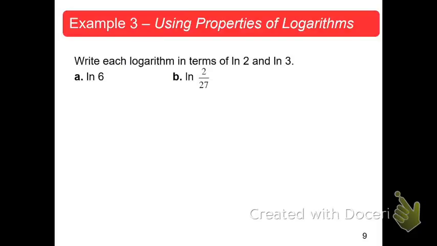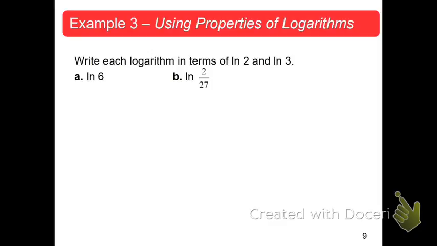Okay, class, so 3.3 example 3 is just using our properties of logs, and they tell us here that we want to rewrite this in terms of the natural log of 2 and the natural log of 3. But the basic thing they want us to do is break this down to our prime numbers, and then if we can work any of it out, we need to.